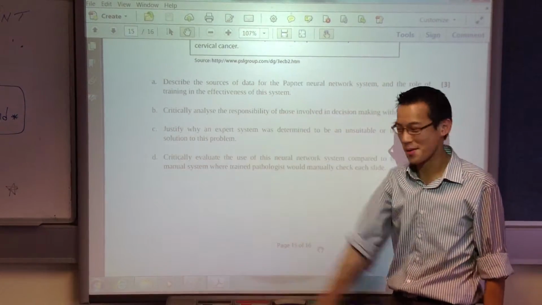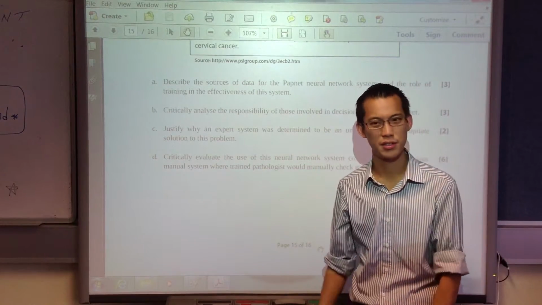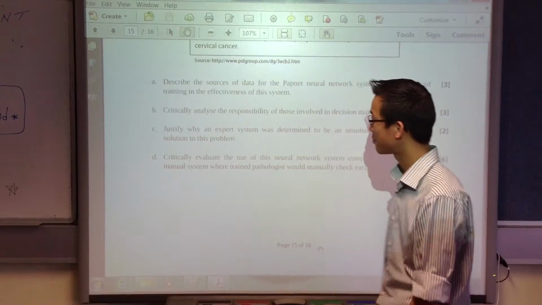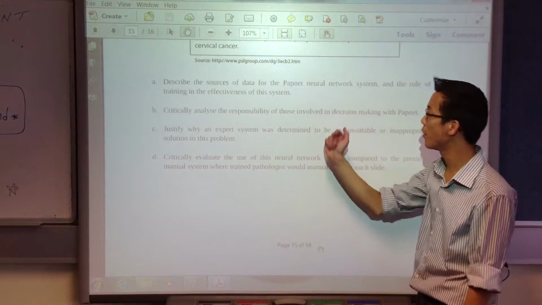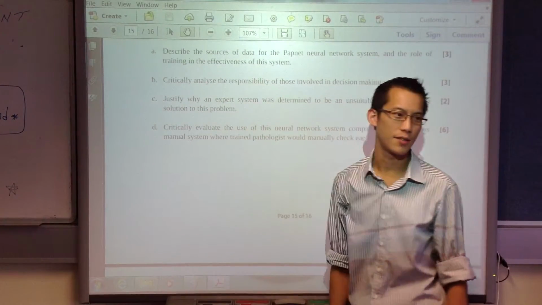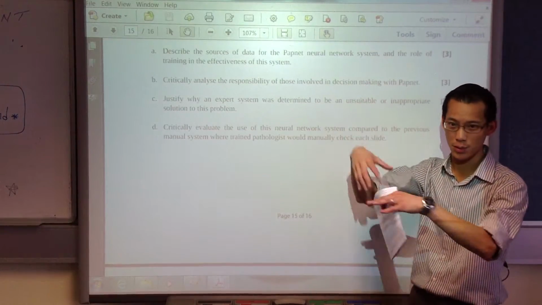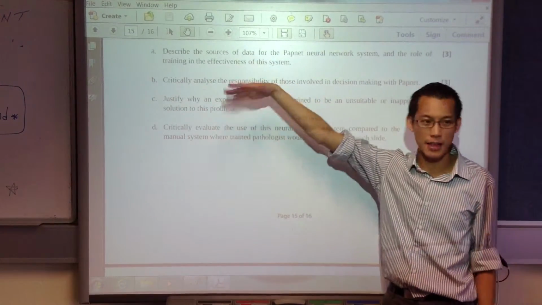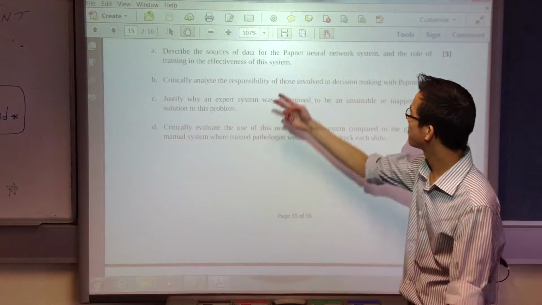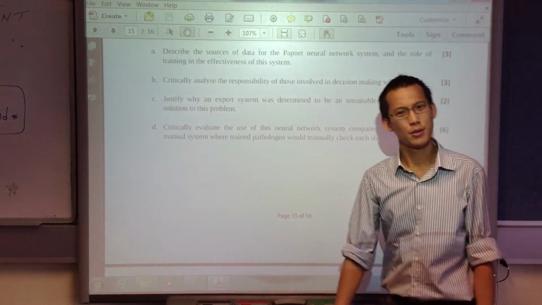Right, I've got a neural network. It has the task of helping out the human cytologists in identifying positive cases of cervical cancer. Okay, that makes sense? Describe the source of data for the neural network and the role of training in the effectiveness of this system. This question had two parts to get the 3 marks. The first part, the source of data, was just 1 mark, and that was quite well done. The second part, the role of training in the effectiveness of this system, we didn't do so well on.